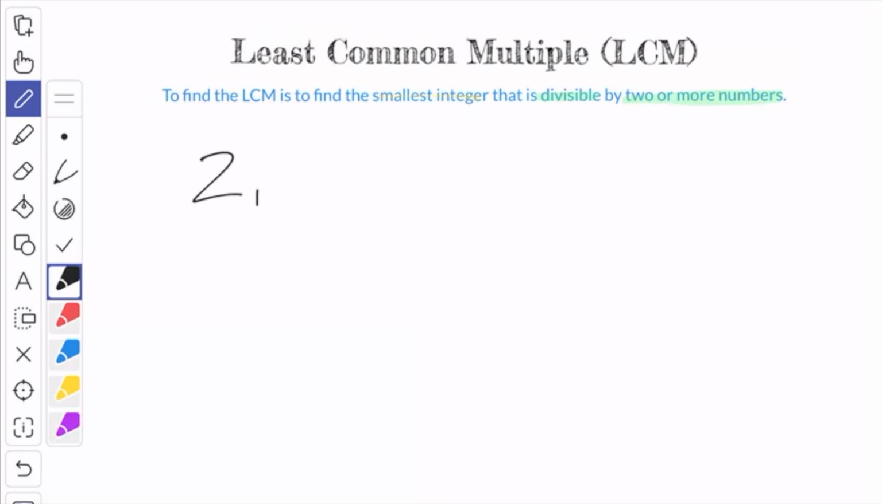Let's practice one more. You have 2 and 8. Set up your problem. 2, semicolon, 8, semicolon. Press play when you're ready to resume.